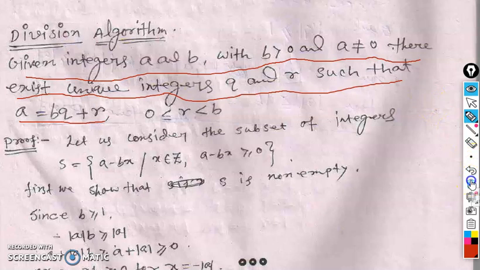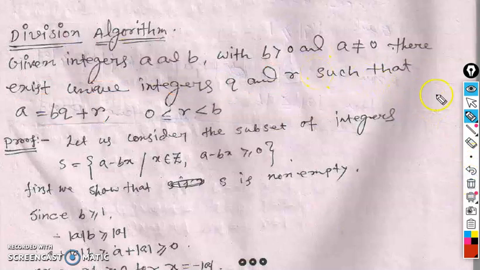After completion of this topic we move to the upgraded form of the division algorithm. So here the division algorithm says: a and b are two integers, where b is greater than 0 and a is not equal to 0. That means you just divide a by b, and there exist unique integers q and r such that a equals bq plus r. The uniqueness is very important.